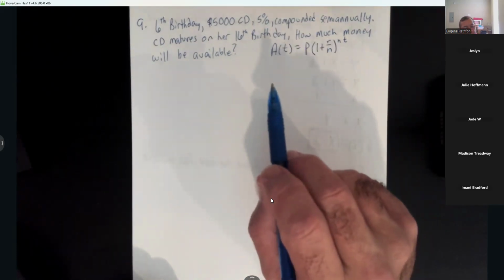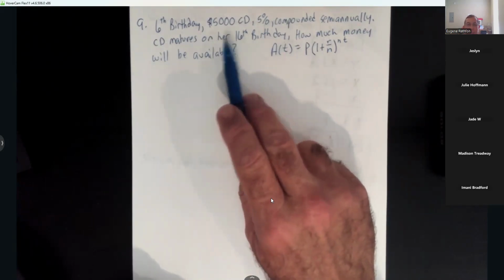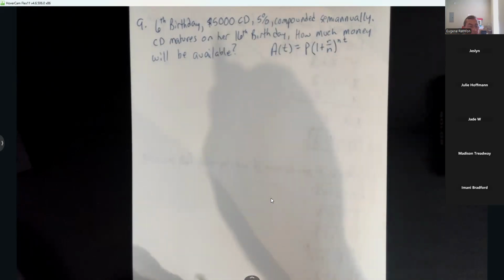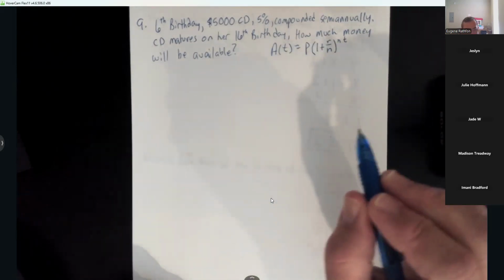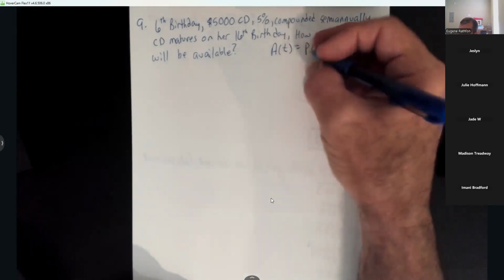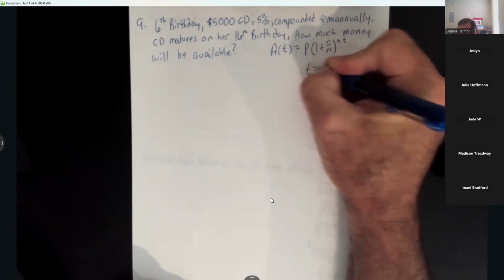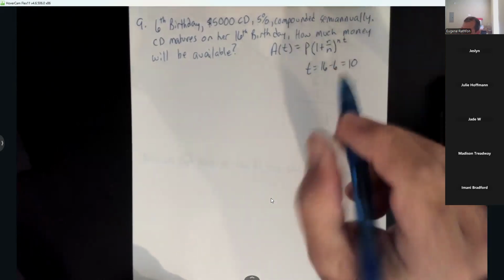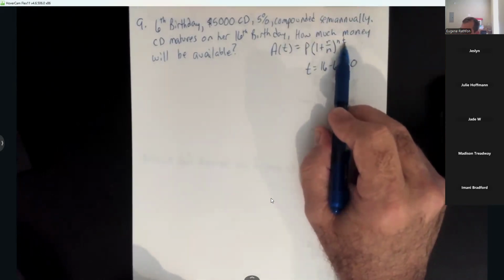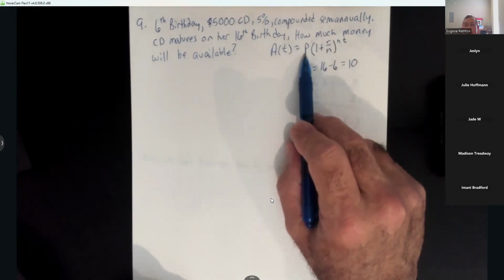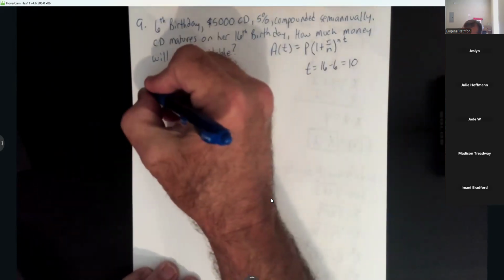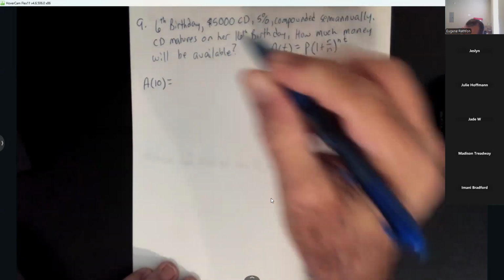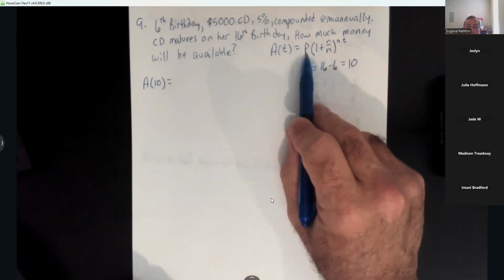First off, what was the time? How many years went by between her 6th birthday and her 16th? So good job, that'd be 10, right? So T equaled 16 minus 6, which was 10 years. So I know what the T is. P. So let's start this out. We're going to be finding A of 10 years. That's going to equal P. So what are y'all putting for P?